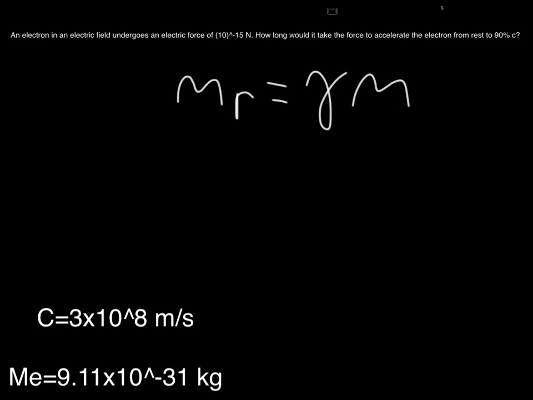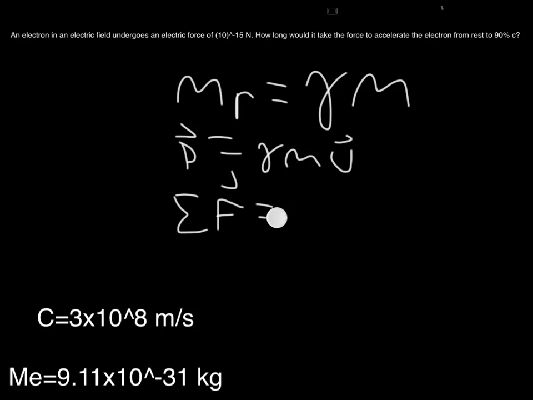So given this, momentum is written like this. And further, Newton's second law of motion has a revision due to relativity that's written like this.